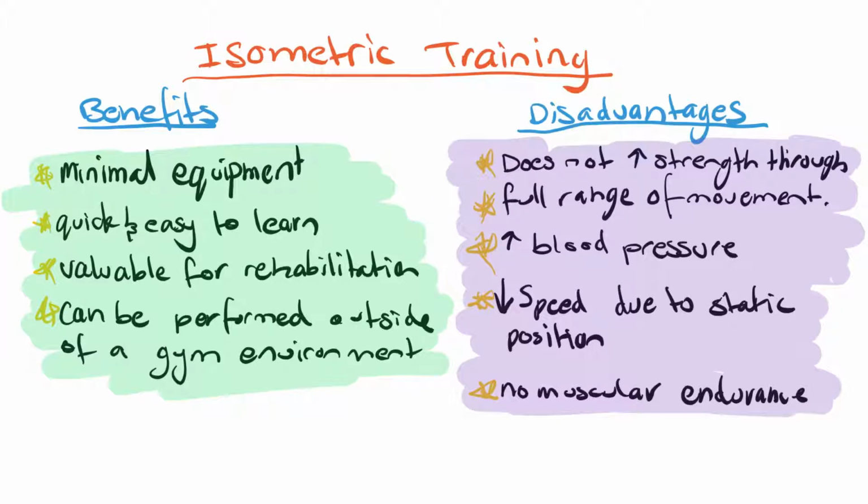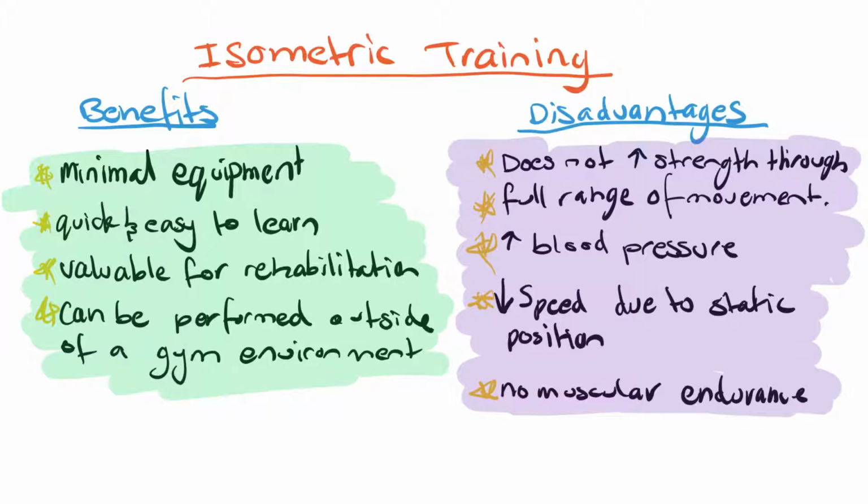So when we have a further look at isometric training, we'll start by having a look at the benefits of isometric training. Now obviously, because you don't need any weights or anything, there's minimal equipment that is used to perform isometric training. And because of this, it's very quick and easy to learn. So it's a good thing to use for athletes who are new to doing weights or young athletes. You'll see isometric training more in rehabilitation, as it's valuable for building up muscle strength in a specific area. And the other great part about isometric training is it can be performed outside of the gym environment. So you can do it anywhere within the home or the outside environment as well.